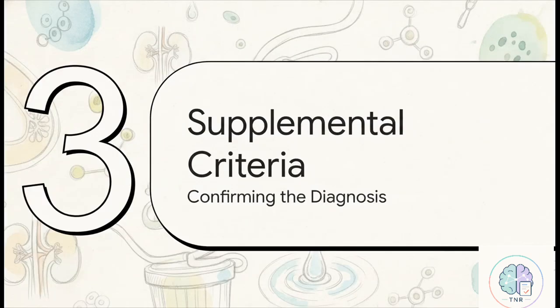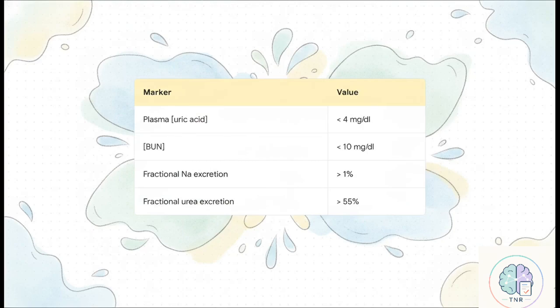Section 3, Supplemental Diagnostic Features. Now, these specific supplemental lab values are fantastic because they brilliantly illustrate the dilutional effect of SIAD. Because the patient's body is hoarding so much free water, it literally dilutes other markers in the blood. So you are going to see plasma uric acid noticeably low, typically less than 4, and a BUN that is impressively low, under 10. Additionally, because the body senses that it has plenty of volume, it ramps up the fractional excretion of both sodium to greater than 1% and urea to greater than 55%. That just drives those blood levels down even further.